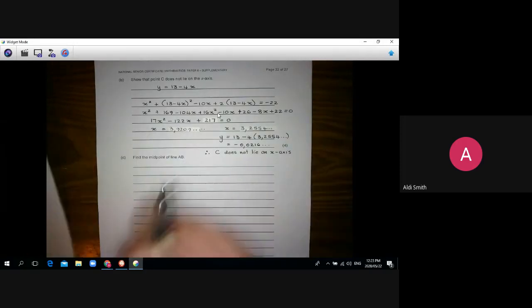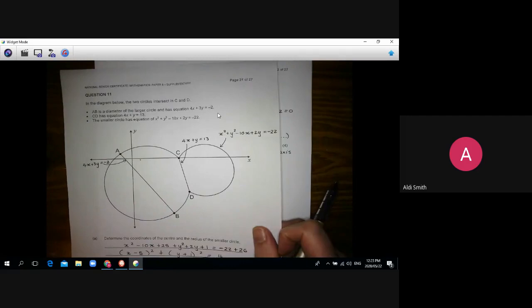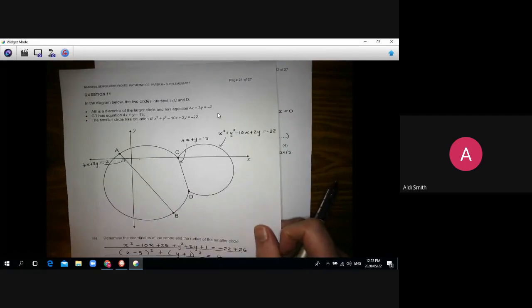I always tell my kids, please people, every single time you find an answer, compare the answer with the diagram and ask yourself one simple question: does this make sense? The previous one that I had that was wrong did not make sense. This one makes sense.